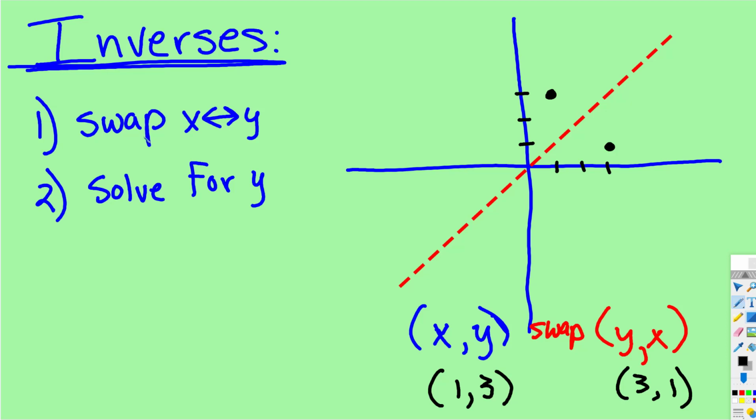When you have your function, swap the x and y in the original equation, then solve for y, and whatever the new equation is, that will be the new inverse function.